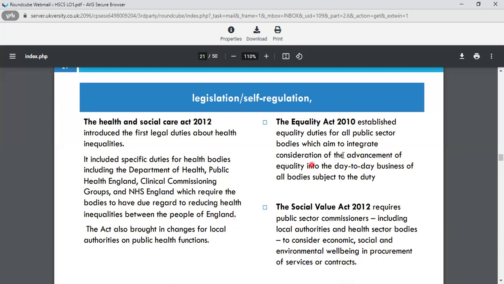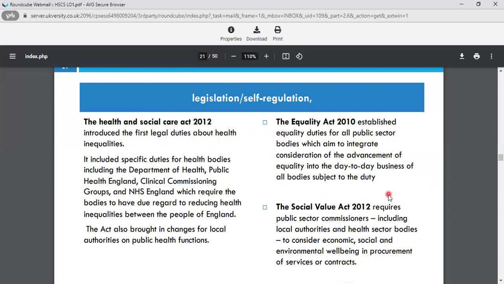We have the Equality Act. We've talked about this earlier also. This was established in 2010. It has duties for all public sector bodies, and it aims to integrate consideration for the advancement of equality into day-to-day businesses of all bodies subject to the duty. So these are legislations 2012, 2010.